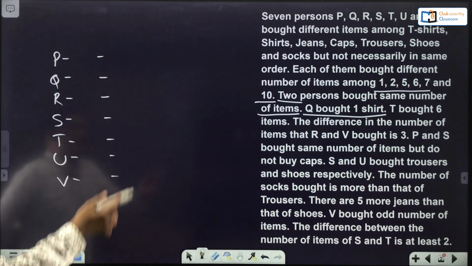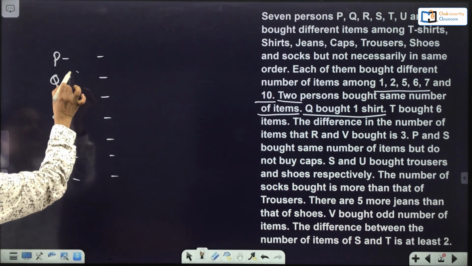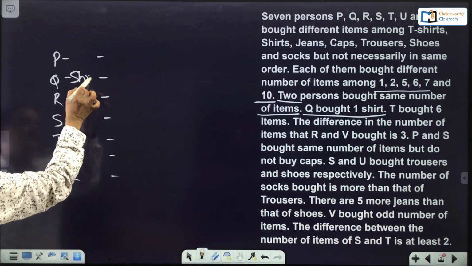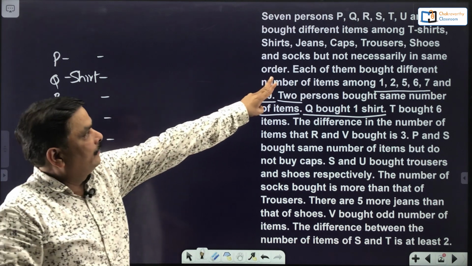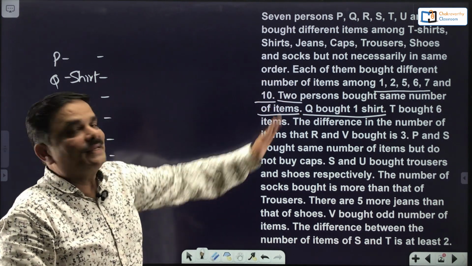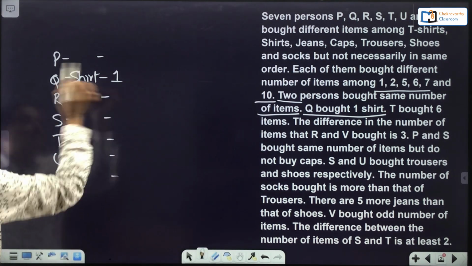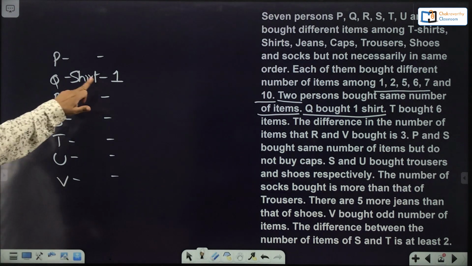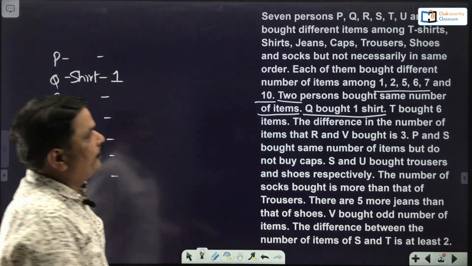Take the first data here. Q bought 1 shirt. Direct data they have given. Q bought shirt. Item is SHIRT. I'm writing it completely because items starting with S, shirt is there, then shoes are there, socks is there. So for that reason, I'm writing in this way. Number of items 1. Now, as far as Q's data are concerned, it is finished. Now go for the next information here.